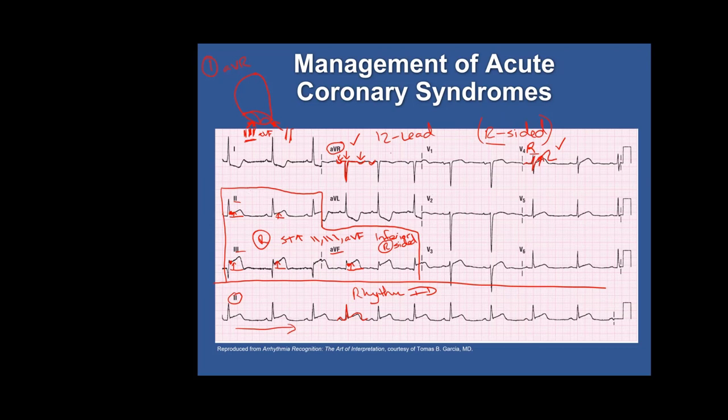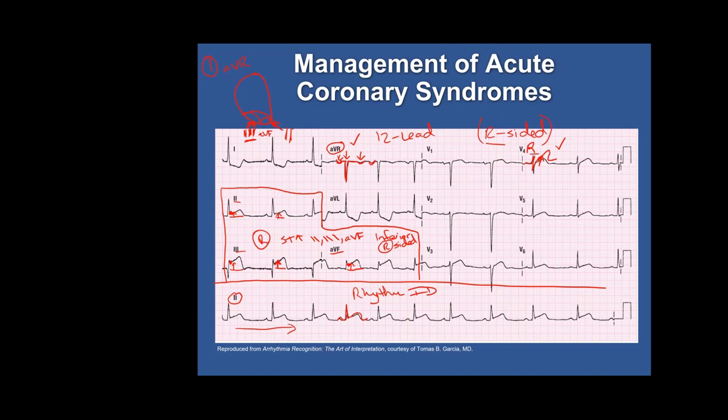So a few different ways. You can move all V1, 2, 3, 4, 5, 6. You can move V4 over, or you can just look at the level of ST elevation on lead two and compare it to the ST elevation on lead three. If it's higher on lead three, it's much more likely that it's right-sided as well. So I thought that was really cool.